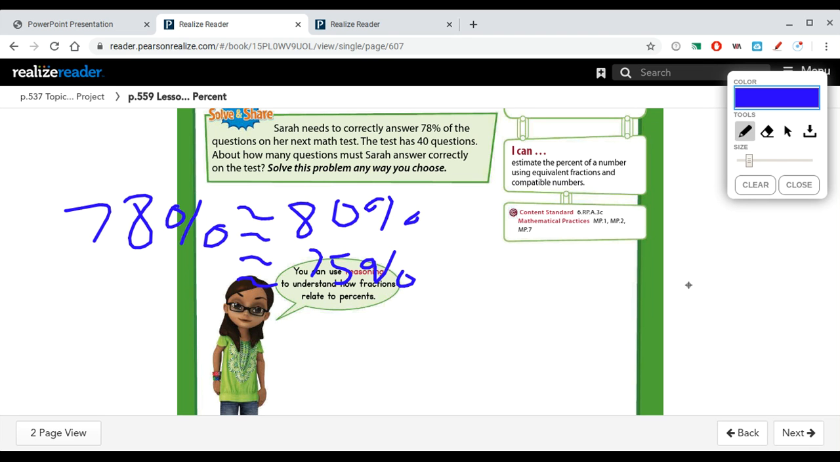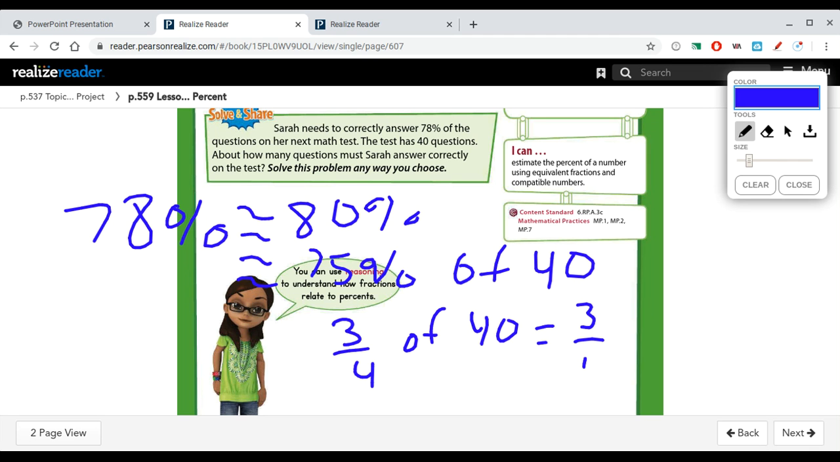And so if I did 75% of 40, what that means, if I look at it in terms of a fraction, is it's 3/4 of 40. Well, we know how to find a fractional part when I have 3/4 of 40. What this means is 3/4 times 40. And so I do 40 over 1. I cross cancel. So 40 becomes 10, 4 becomes 1, and I end up with 30. So she needs to answer about 30 questions correctly.